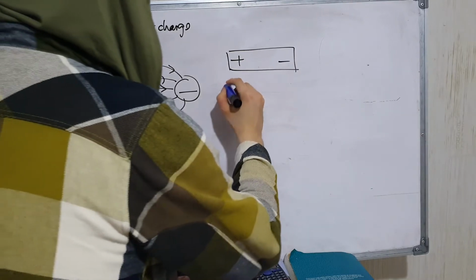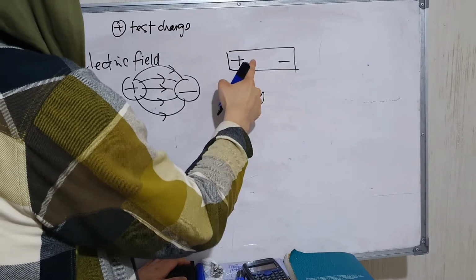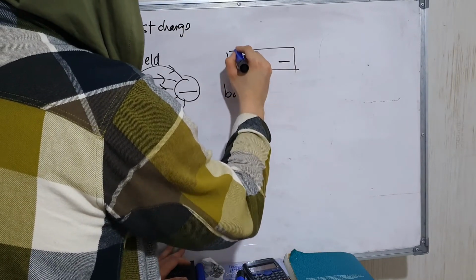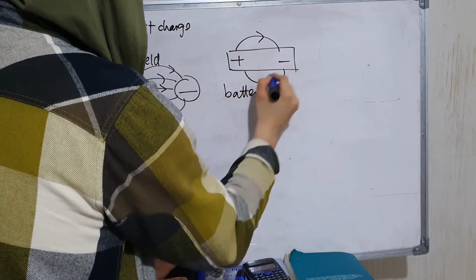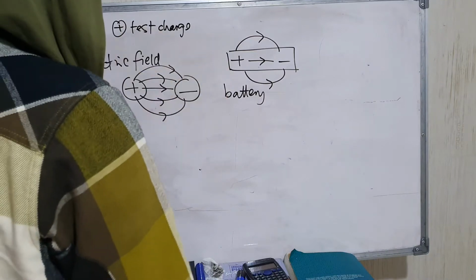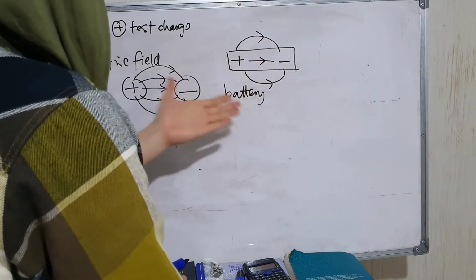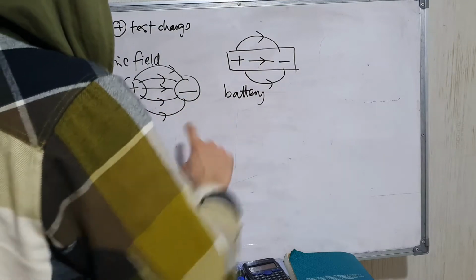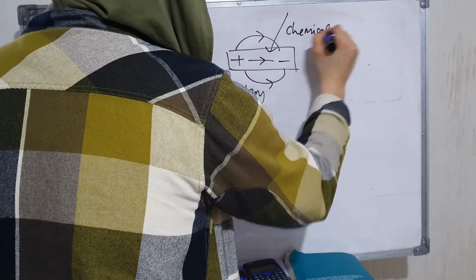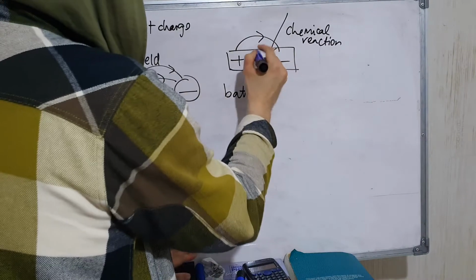In a battery, so this is a battery, you have an electric field. That could be the electric field. Now the point is that at the moment it's not doing anything, because although you have a chemical reaction taking place inside, however there's also a barrier in the middle here.